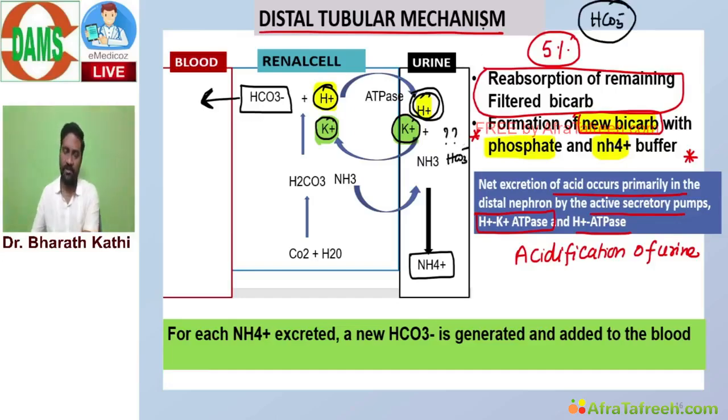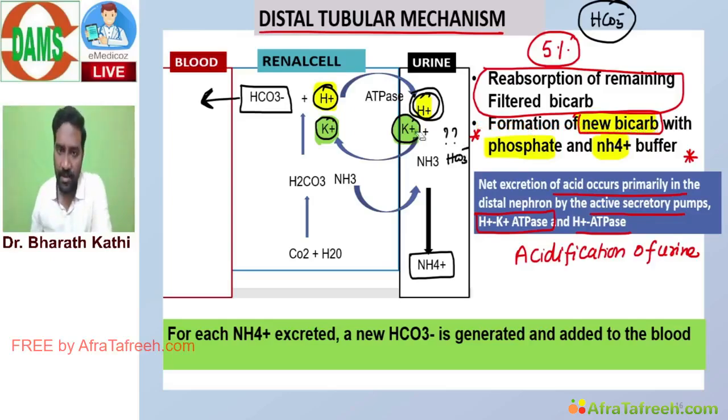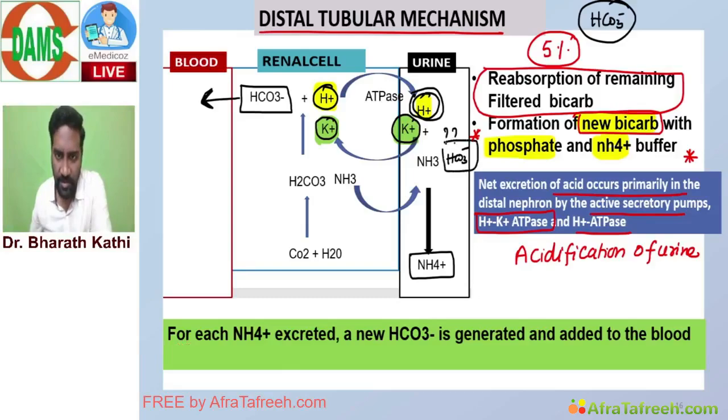Now how to excrete H plus here? CO2 plus H2O gives rise to H2CO3. This is an independent mechanism where there is a H plus ATPase pump. Previously in the proximal tubules, it was having bicarbonate, so H plus was binding with bicarbonate and it was going out in the urine very well. Now here for H plus to go into the urine, we need something to bind it in the urine, that is NH3. See, why is this NH3 and H plus binding very important?